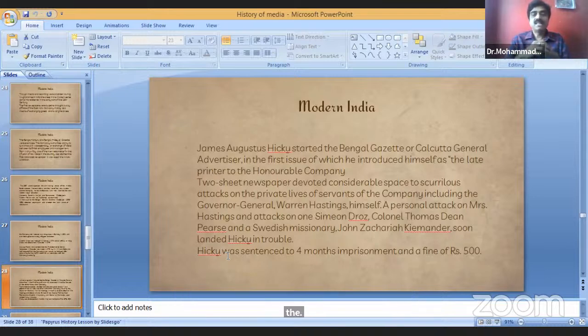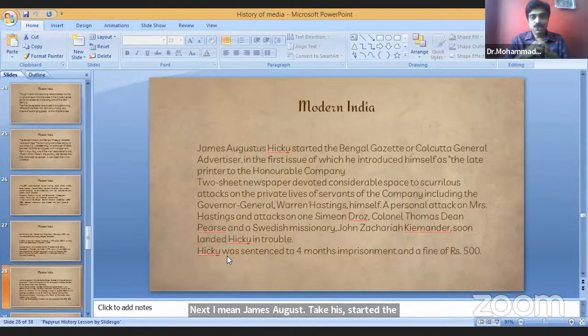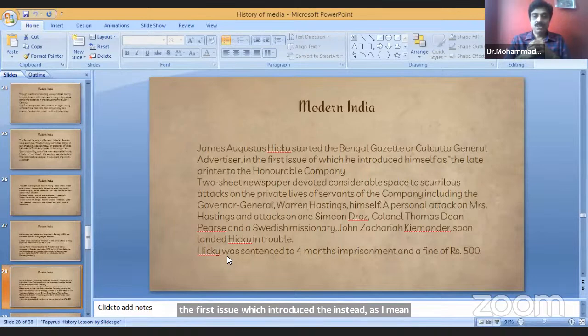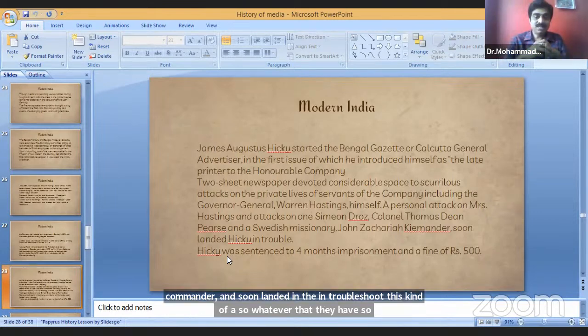Next, James Augustus Hicky started the Bengal Gazette or Calcutta General Advertiser, in the first issue of which he introduced himself as the late printer to the Honorable Company. He is considered the first person who brought a newspaper to India, based in Calcutta. The two-sheet newspaper devoted considerable space to scurrilous attacks on the private lives of the servants of the company, including Governor General Warren Hastings himself. These personal attacks soon landed Hicky in trouble.